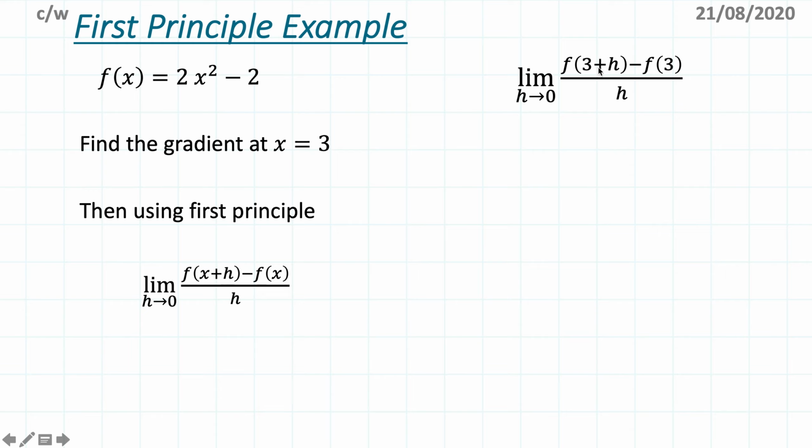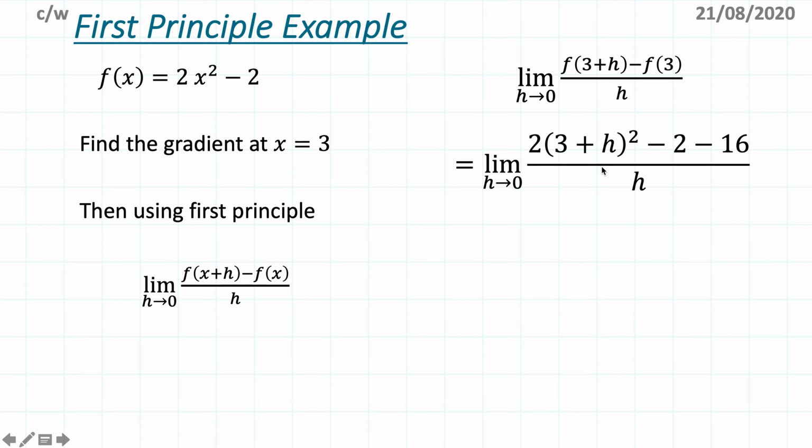Now, don't feel weirded out. This is basic function substitution that you know how to do. Instead of x, we're going to substitute 3 plus h in here. And instead of f of 3, we're just going to substitute 3 in here. So I'm going to do this. The first part comes from the f of 3 plus h. And then the minus 16 comes from just substituting 3 into this.